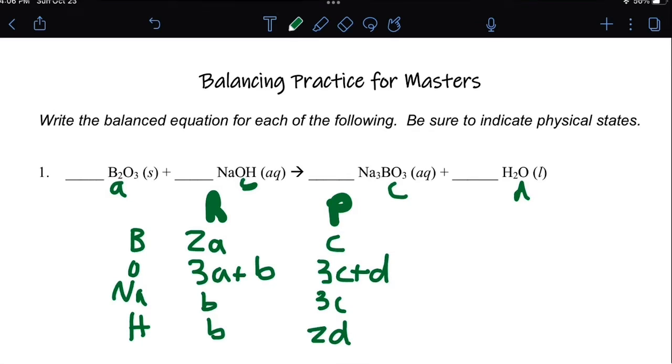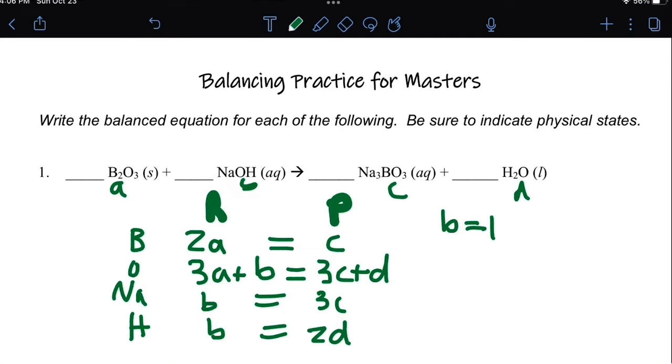As you can see, for example, Na, there's only one on the reactant side, so it would just be B. And for Na on the product side, there are 3 of them. So it would be 3C, because C is where it happens to line up. Now you set them all equal to each other, and you write out a system of equations, or you just solve the equations by plugging in number 1 for B.